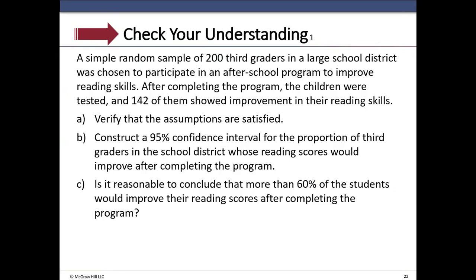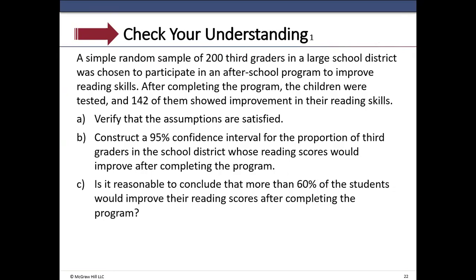So with 95% confidence, we can state that the actual population proportion of students who show improvement in reading skills is between 0.647 and 0.773. Is it reasonable to conclude that more than 60%? That is part C. Our confidence interval starts from 0.647, which is greater than 0.6. Therefore, the answer to part C is yes, it is reasonable to conclude that more than 60% of the students would improve.